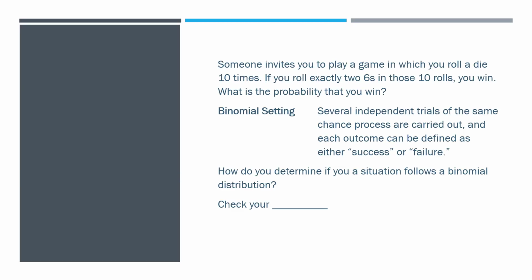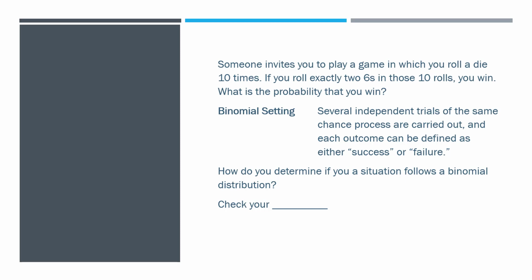Let's consider this example. Someone invites you to play a game in which you roll a die 10 times. If you roll exactly 2 sixes in those 10 rolls, you win. Well, naturally we would want to know what is your probability of winning this game. This scenario is an example of what we call a binomial setting, one in which several independent trials of the same chance process are carried out, and each outcome can be defined as either success or failure.